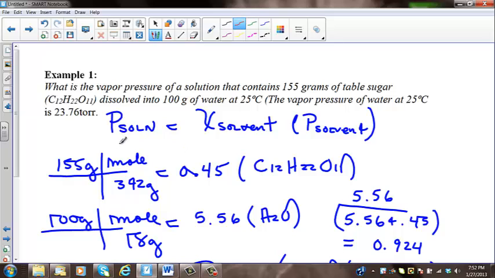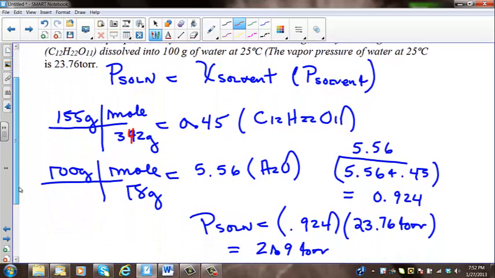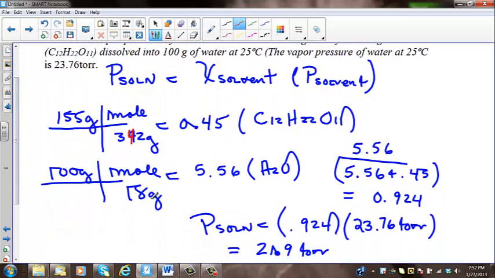But in order to calculate the mole fraction of the solvent, we need to calculate the moles of sugar that are involved here. So I had 155 grams, 1 mole equals 342 grams, which gives me 0.45 moles. I have 100 grams of water, 1 mole is 18 grams. That gives me 5.56 moles.